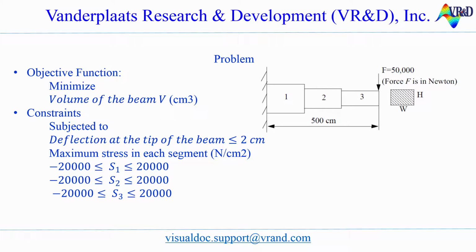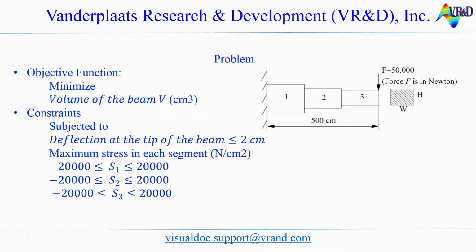Now let's start with an example. I will be solving a stepped rectangular cantilever beam problem. A cantilever beam with 3 equal length segments is used. The total length of the beam is 500 centimeters. The beam is loaded with a vertical force of 50,000 Newton at the tip. The design variables are width and height of each segment. Responses include volume of the beam, displacement at the tip, and the maximum stress in each segment of the beam.